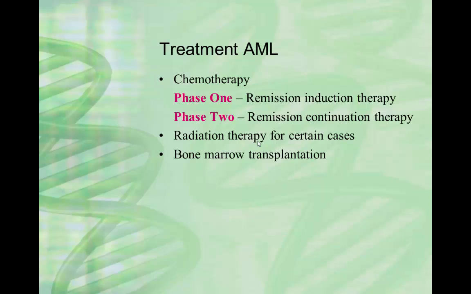Initial therapy attempts to induce remission and differs from ALL in that AML responds to fewer drugs. So you need fewer drugs to treat AML. The basic induction regimen includes, for example, cytarabine by continuous IV infusion, plus daunorubicin or idarubicin. In addition, you could give etoposide or vincristine or prednisone.